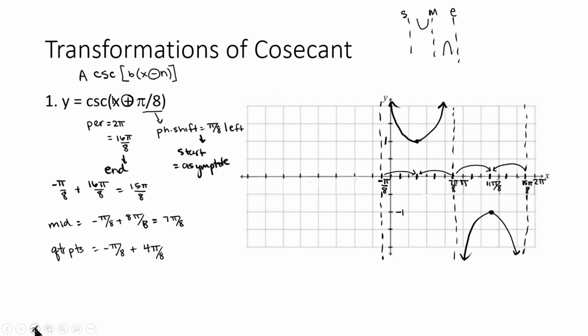Again, if you know how to draw sine, you would have started at 0, ended at 0, with a middle of 0, and you would have gone up, and you would have gone down.